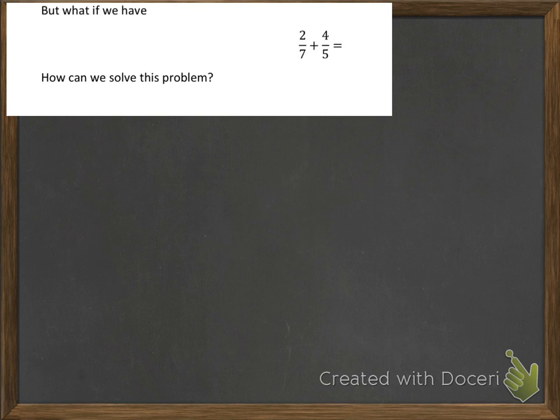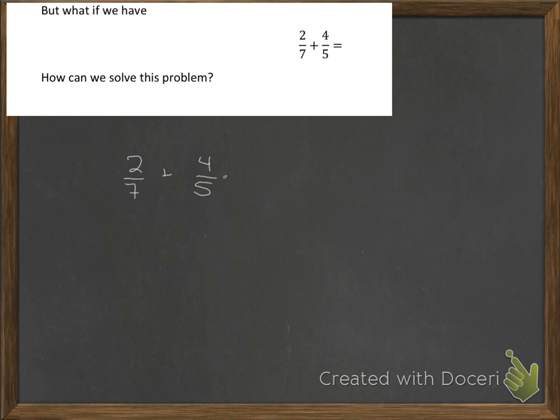We cannot simply add across to get something like 6 over 12, right? Even if we add the numerators together, we can't add the denominators together. So what do we have to do? Well, you might remember that we get a common denominator. 7 is a prime number and 5 is a prime number, and we need a common denominator.